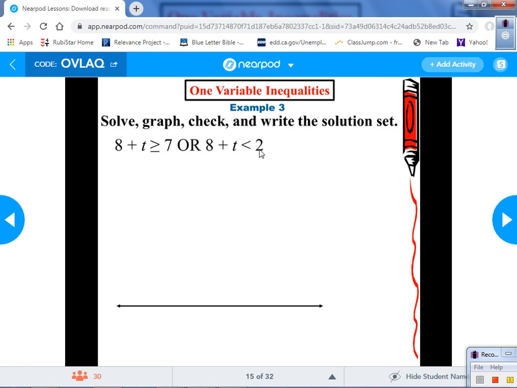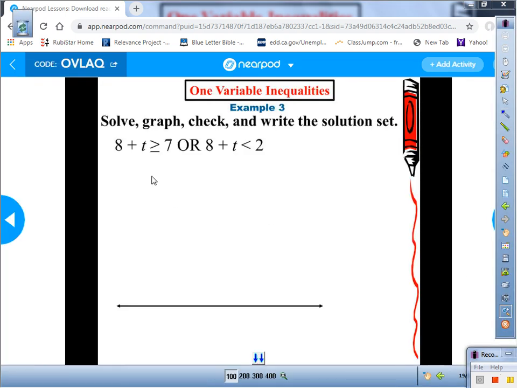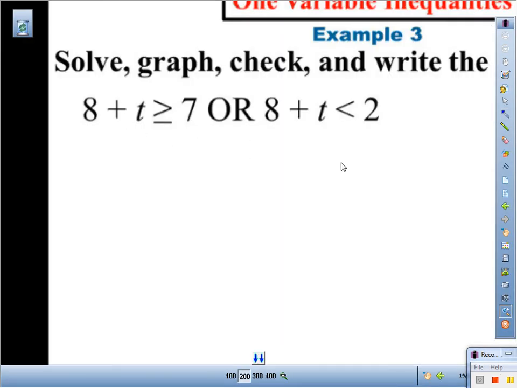The instructions you don't have to copy since you already have them, but it says 8 plus t greater than or equal to 7, or 8 plus t less than 2. Copy that really quick and I'll go over it. All right. So if you notice, it looks kind of weird, doesn't it? Yeah, because it doesn't look like the other one that we just did. Now it has an actual word in between two inequalities. However, it's still two inequalities, which is still a compound inequality.